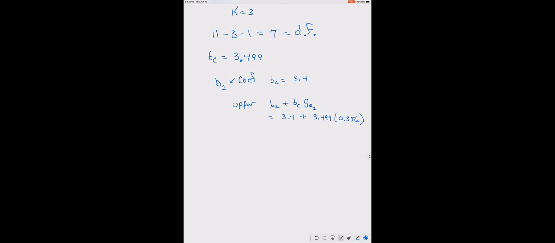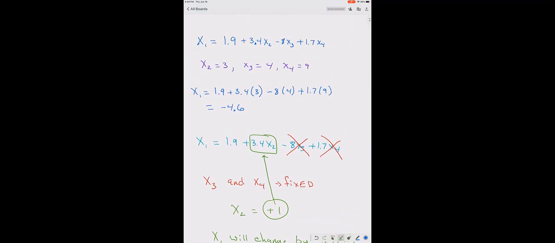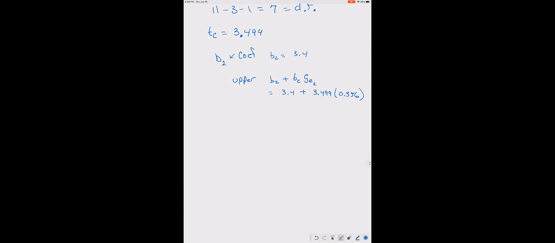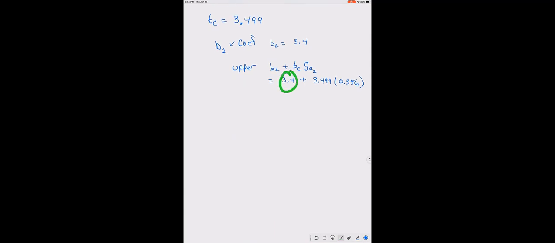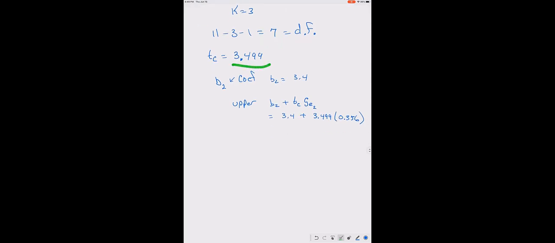So where again did all these numbers come from? Well, this 3.4 comes from the coefficient of x2. And the coefficient of x2 is 3.4. And that's because we're talking about x2. That's where that number came from. Where did this 3.499 come from? Well, I looked up 11 minus 3 minus 1 degrees of freedom on my chart for 0.99 critical value, and I found that 3.499. That's where that number came from.